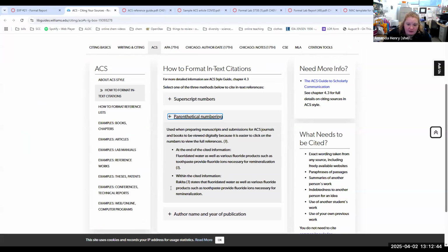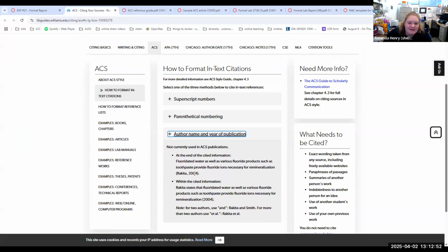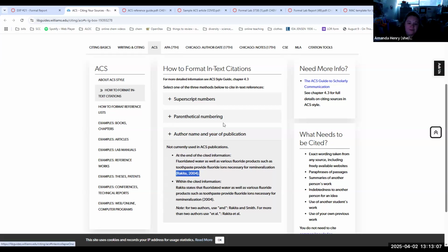The parenthetical numbering is kind of the same idea, but you're putting the number in parentheses instead. And then the author name and year, at the end of the sentence, you're putting the author's last name and then the year. For us, because we're probably going to be using more websites than anything, I would suggest using one of the numbered versions.